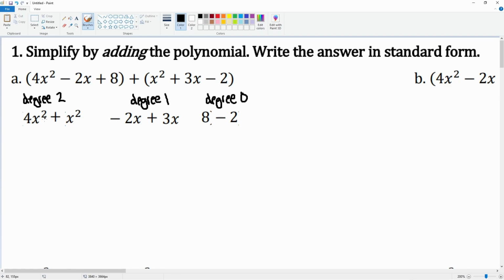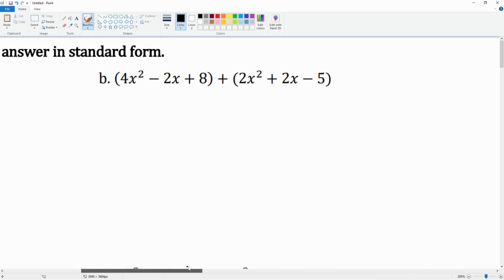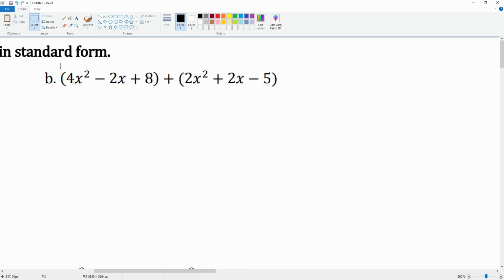0. Okay, all right, 4x squared plus x squared, this becomes 5x squared. Negative 2x plus 3x is plus 1x. 8 minus 2, it is a plus 6. There you go. Next one here, let's do the same thing.